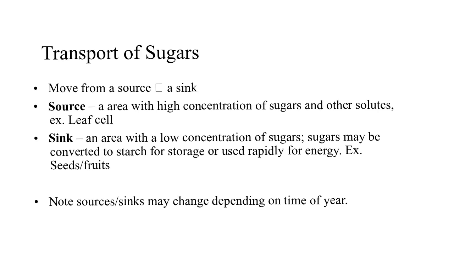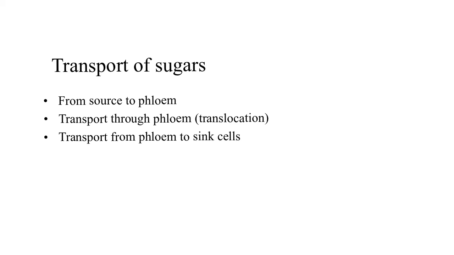Whereas when there is ample photosynthesis happening in the leaves, then the sinks will be other areas of the plant that simply need carbohydrates for energy. So regardless of the time of year and regardless of where the sugars are going, there's a few different steps, just like there was with transport of water. So the first step is from the source to the phloem. Then there's transport in the phloem, and this is called translocation. And then there's transport from the phloem into the sink cells.